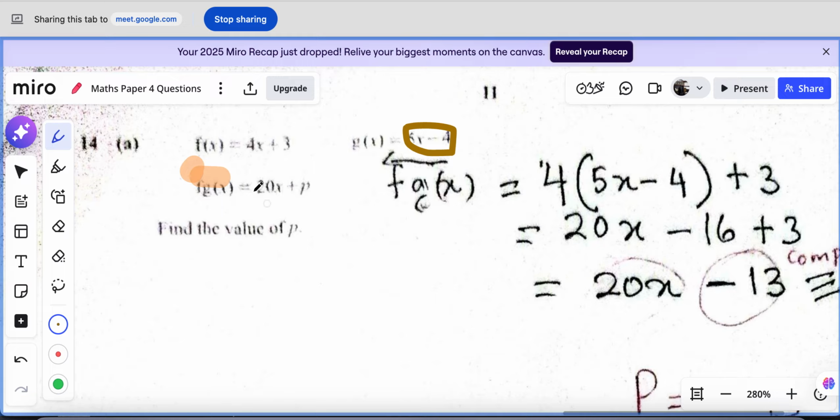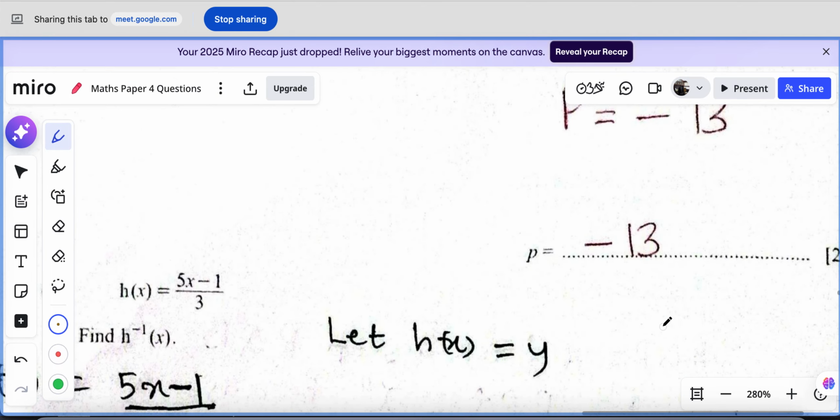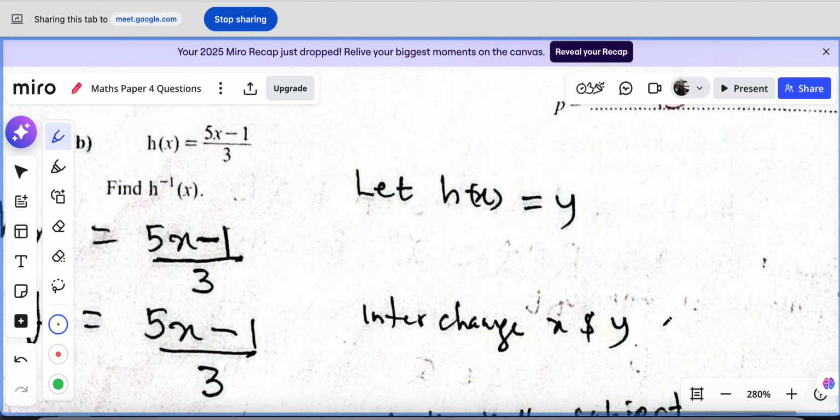Now remember, they've already given theirs. They say it's equal to this, and to find p you do a comparison with the one you solved. You can see they have 20x, we have 20x. They say plus p, we had minus 13. They say find p, so p is negative 13. So your answer is negative 13 for p. You get 2 marks if you're able to do that. Now let's move on to the next one.